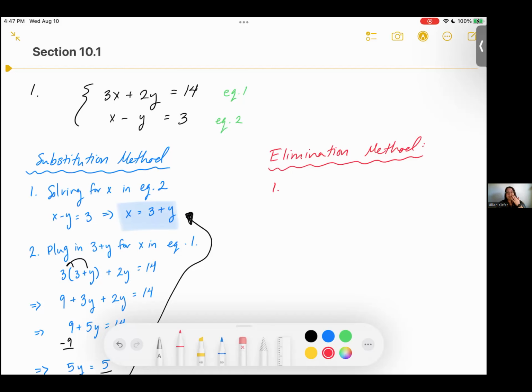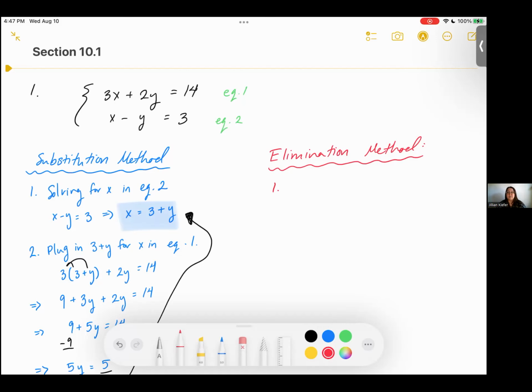So in our case, looking at our equations here, we have 3x plus 2y is equal to 14, and x minus y is equal to 3. The coefficient of x in equation 1 is 3. The coefficient of x in equation 2 is 1. The coefficient of y in equation 1 is 2. And the coefficient of y in equation 2 is -1, because it's a minus.